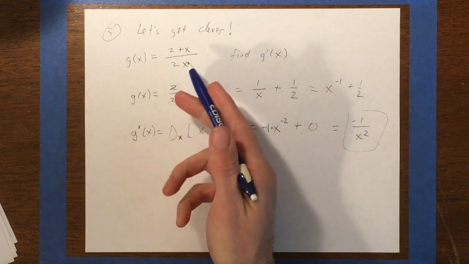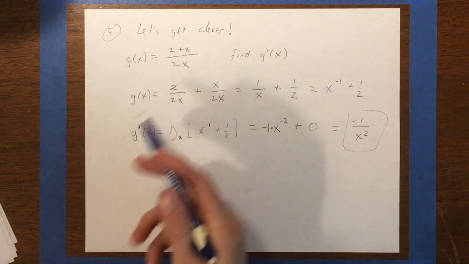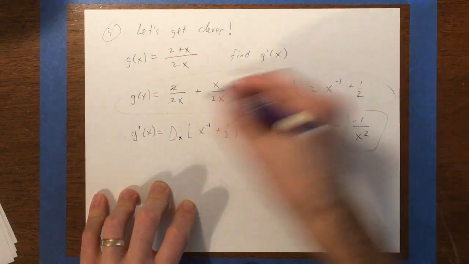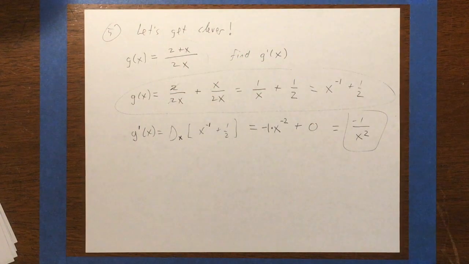So this function, although it looked a little bit complicated, ended up being very simple with just a little bit of algebra cleverness along the way. So it's kind of like a puzzle. Sometimes you gotta get sort of clever with how you do your puzzles, how you do your derivatives, and sort of try a few things and see if you can simplify it in a way that'll make it easy.